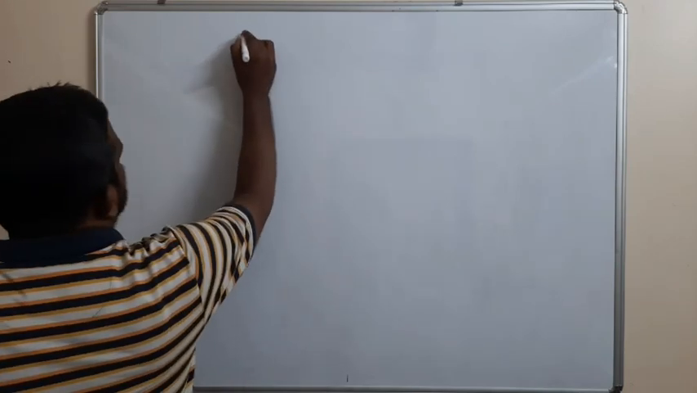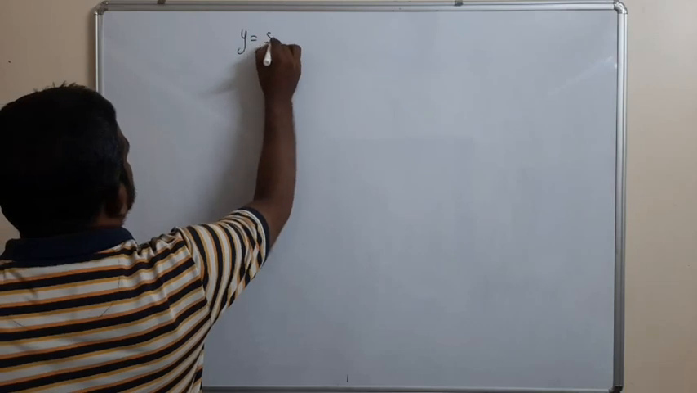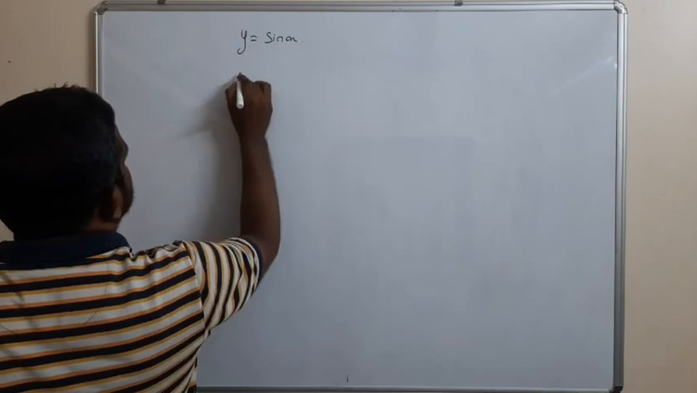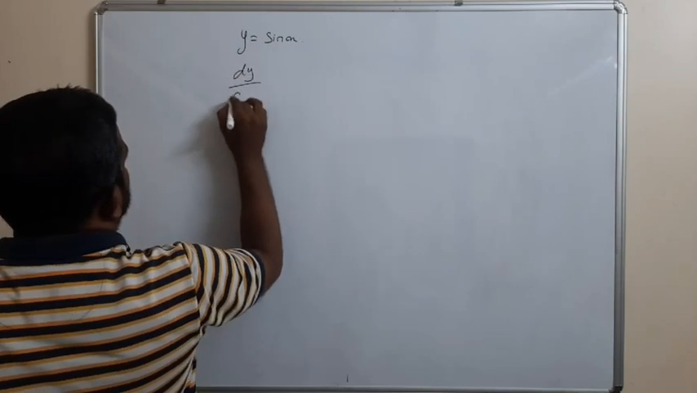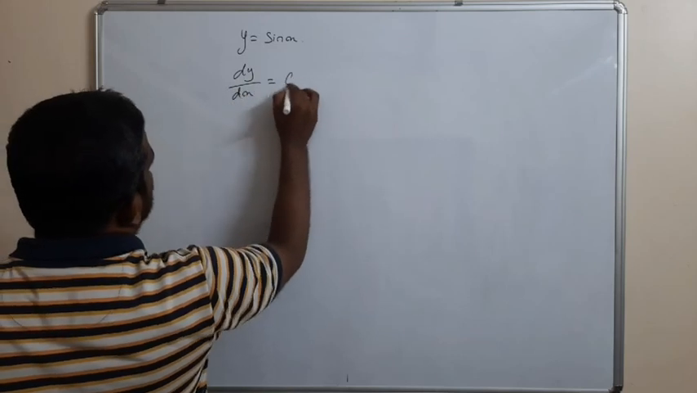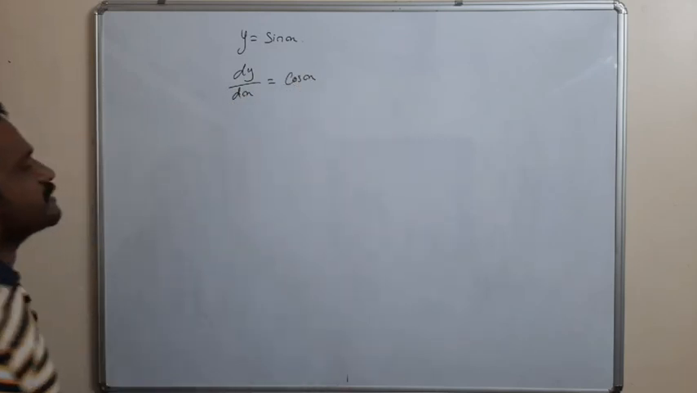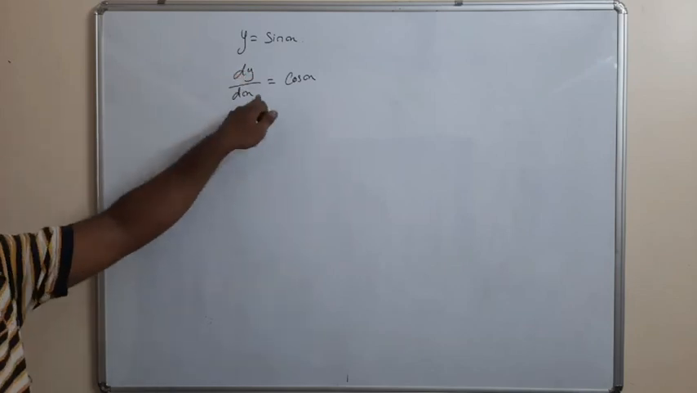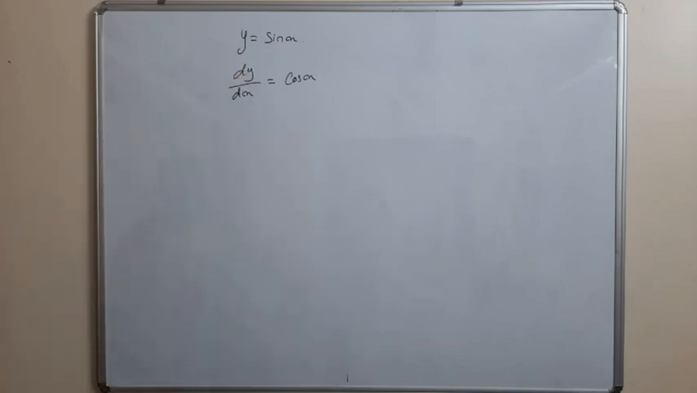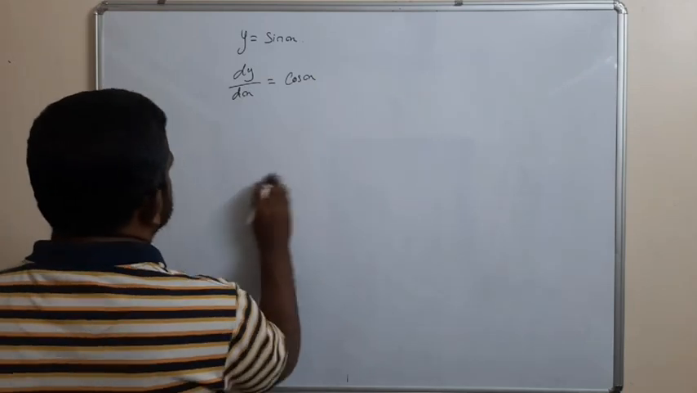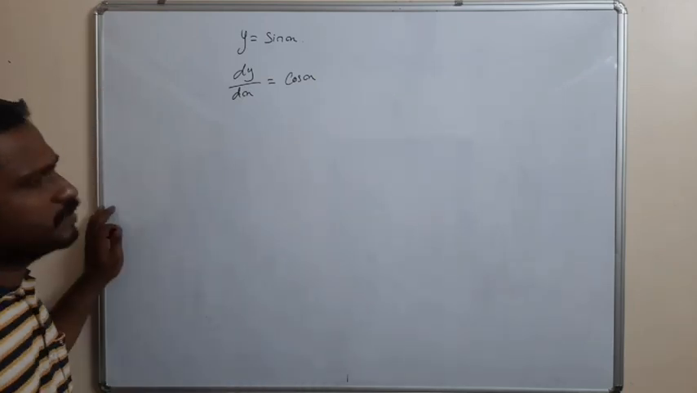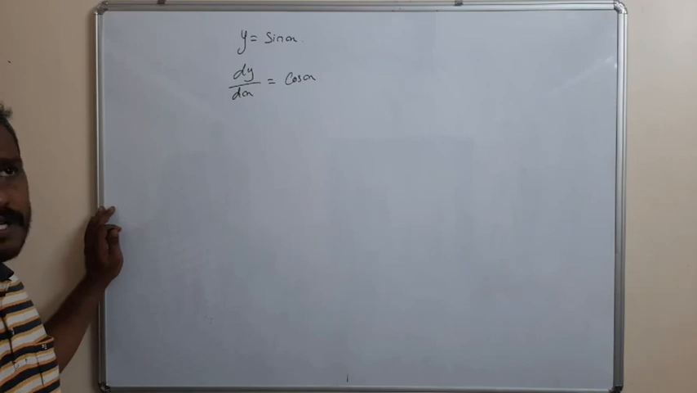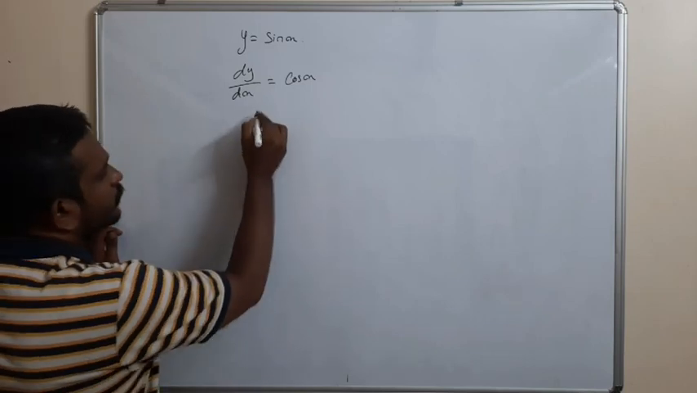Next is y is equal to sin x. Dy by dx equals cos x. Okay. So for the function y is equal to sin x, its derivative is dy by dx equal to cos x. So we are going to discuss the sine curve and the cosine curve also.